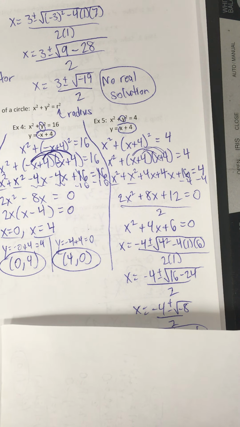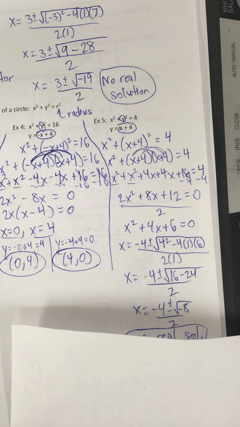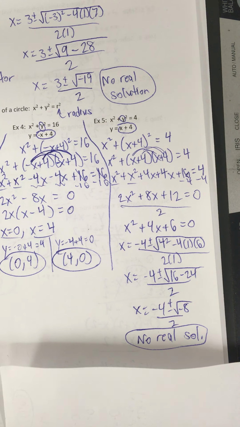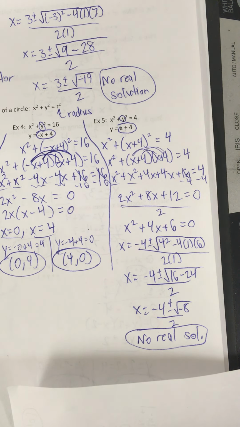Negative under the square root. What's that mean again? It means you have i in the answer. And we're looking for where these graphs touch each other. So that's no real solution. These graphs are not going to touch each other. Once you get a negative under the square root, you're done.